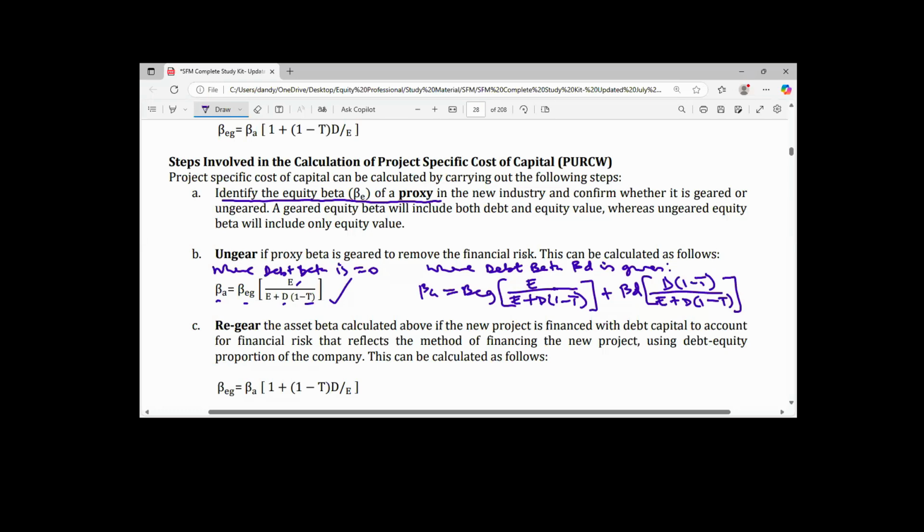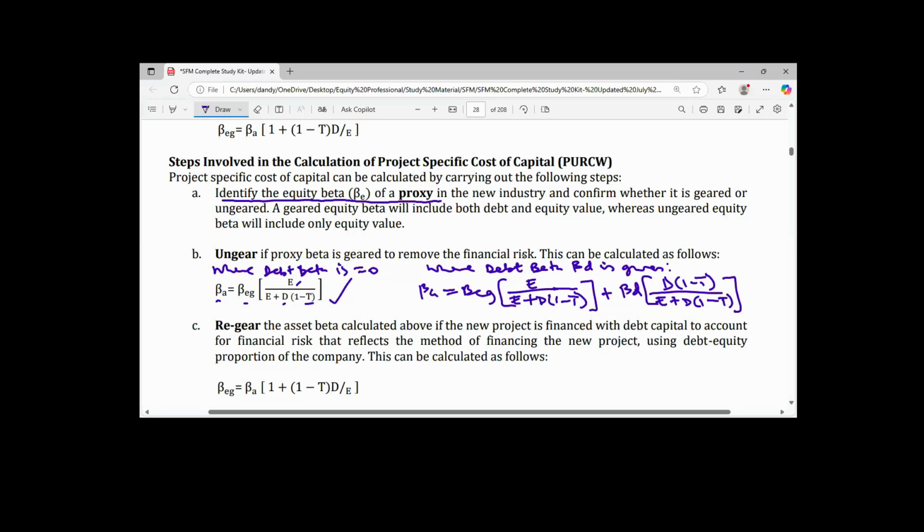Then after step 2 or step B, you need to move to step 3. After you have ungeared, you need to regear in order to incorporate financial risk. In step 2, you have removed financial risk because your intention is to calculate beta assets, or asset beta. Asset beta is an ungeared beta, which measures business risk. So you want to determine business risk, and that's why you are calculating beta assets.